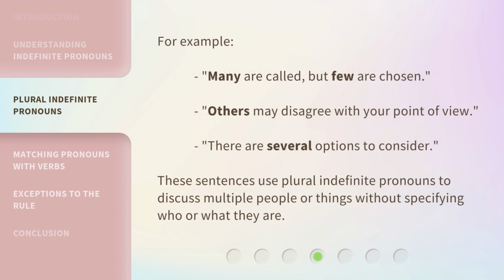For example, many are called, but few are chosen. Others may disagree with your point of view. There are several options to consider. These sentences use plural indefinite pronouns to discuss multiple people or things without specifying who or what they are.